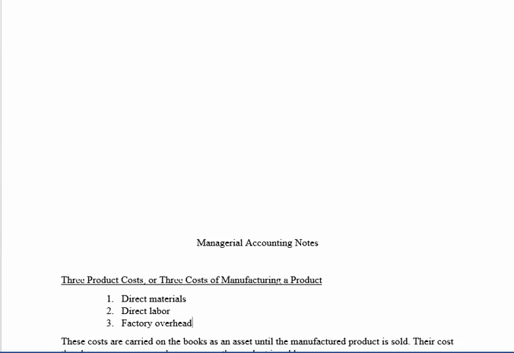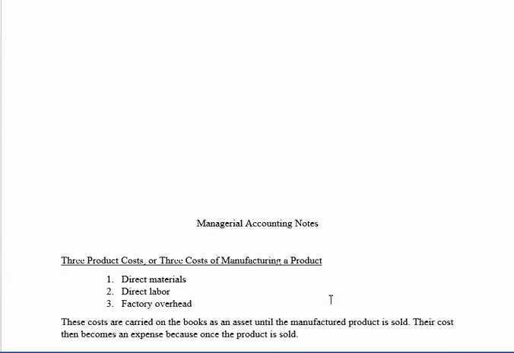Now these costs are carried on the books as an asset in an inventory account. We're going to look at the different inventory accounts in a moment, until the manufactured product is sold. So direct materials, direct labor, and overhead are included as an asset on the balance sheet until this manufactured product is sold.